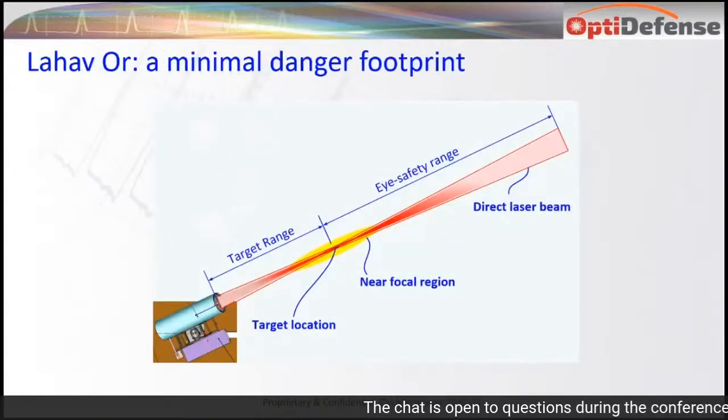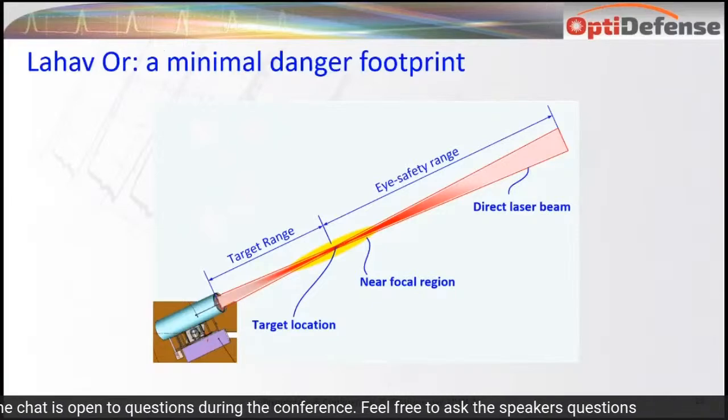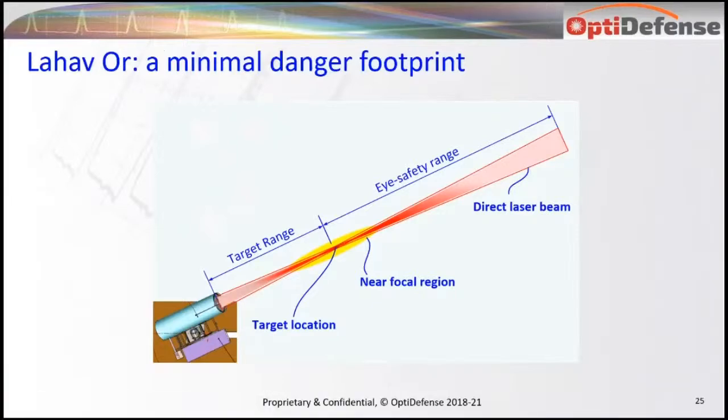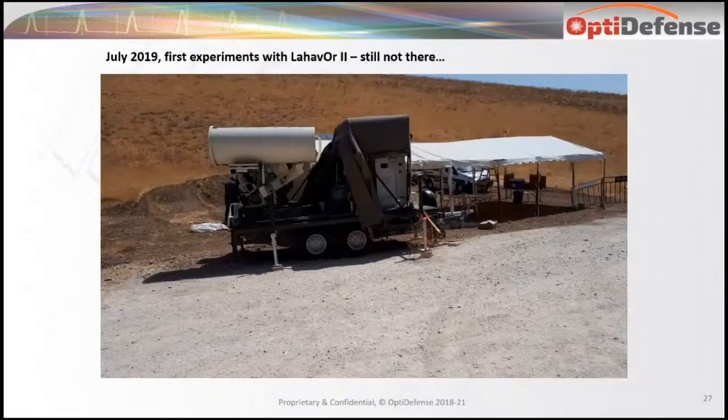This system of ours is special because of the minimal danger footprint, because we're using an eye-safe laser, and we have special focusing. So the distance after the target, which is safe, is rather short, and it's very important for operation in dense populated areas. So these are some pictures of how we built the prototype.